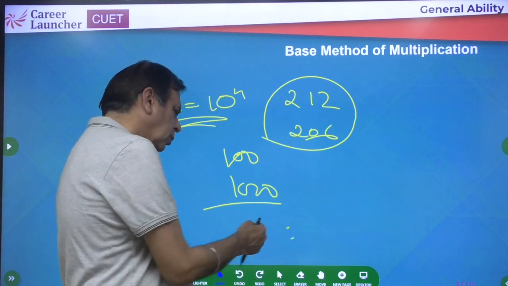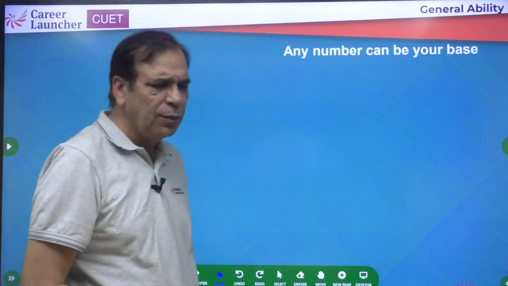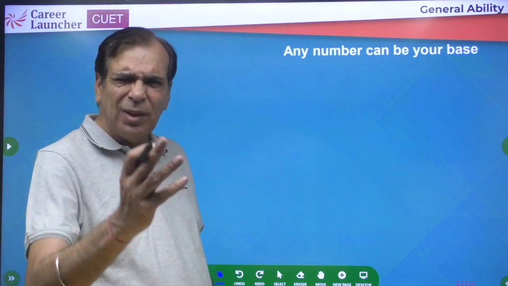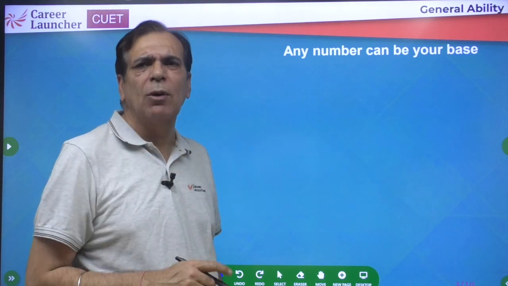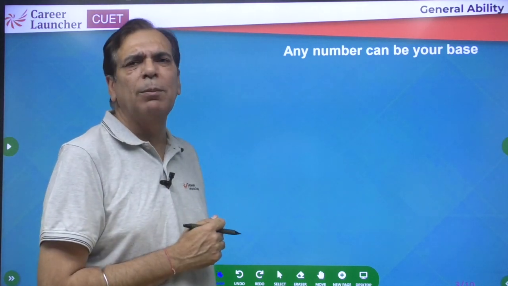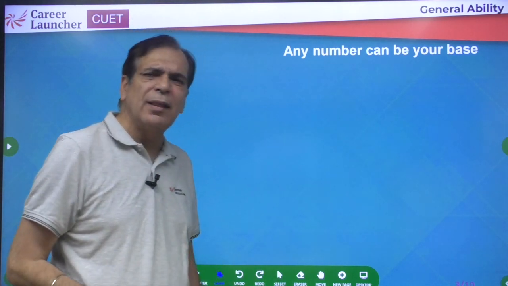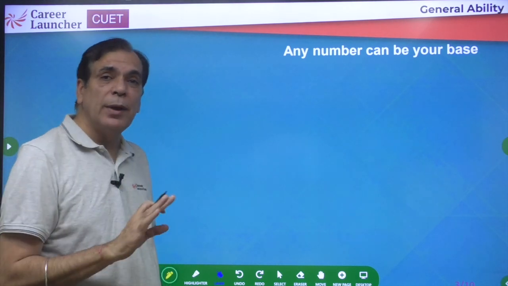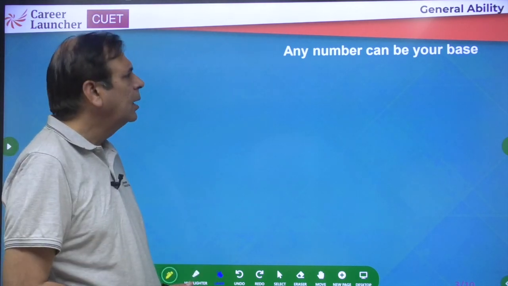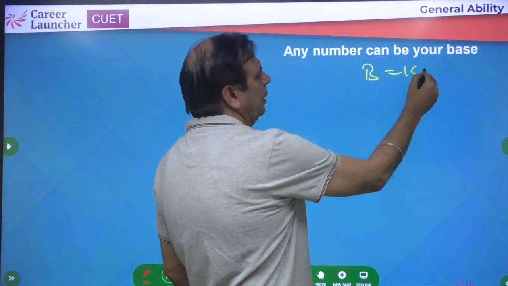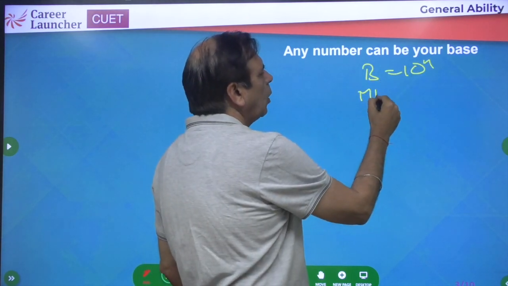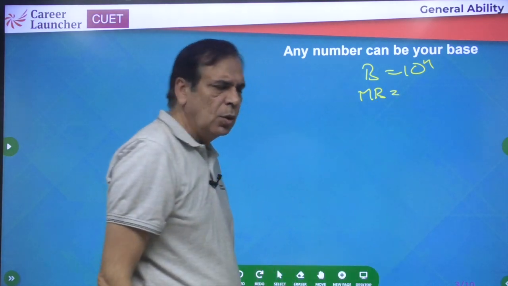So now let's move to the next phase of Vedic maths, which says actually any number can be your base. We started with a base equal to a power of 10 just to get the concept in place. Now I will go a step further and say any number can be your base. However, we have a base which is a power of 10, and we will have what we call a modified base.